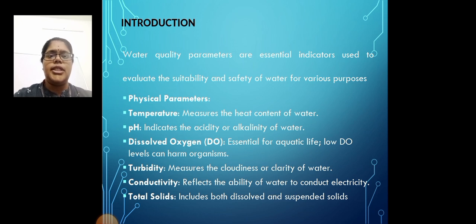Next is the turbidity. Turbidity measures the cloudiness or the clarity of water. Conductivity reflects the ability of water to conduct electricity. So it depends upon the ions that are present in the water. Next is the total solids. It includes both dissolved and suspended solids.